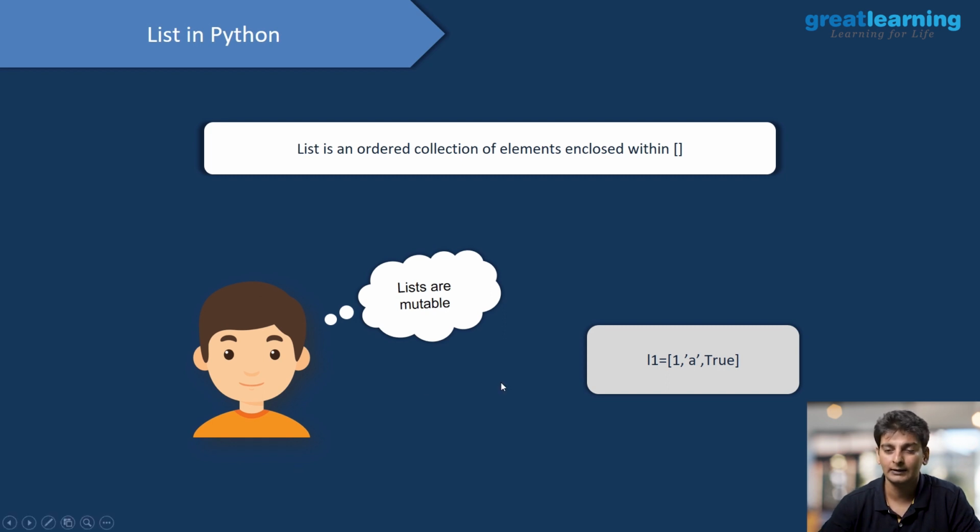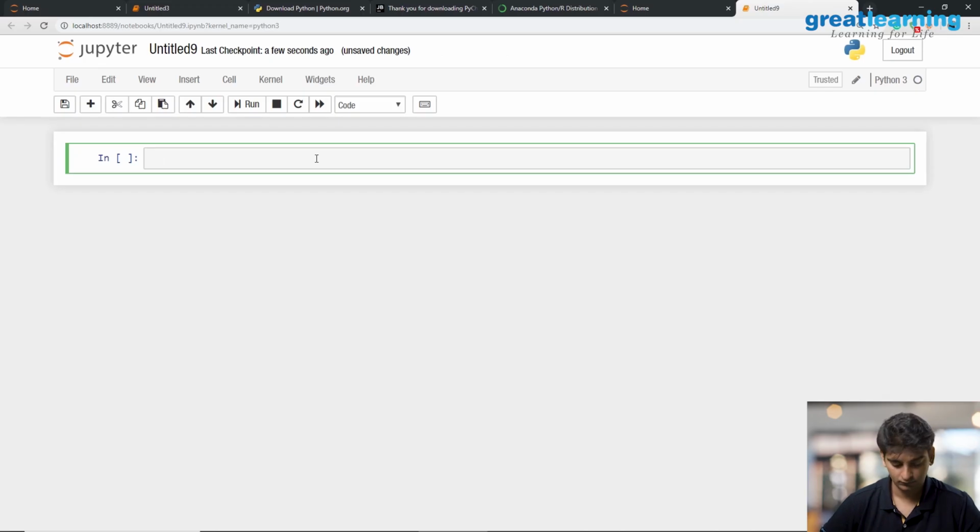And this is how you can create a list. You basically give square braces and you give all of the values inside the square braces. So let's head on to Jupyter Notebook and work with lists. I'll type in L1 and I'll give in some values over here.